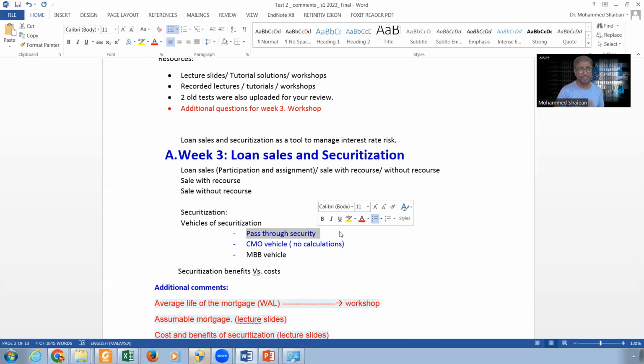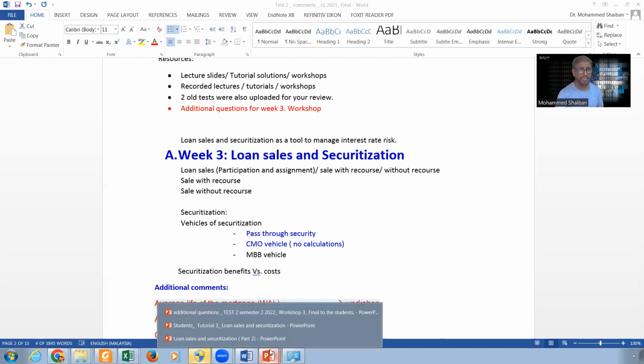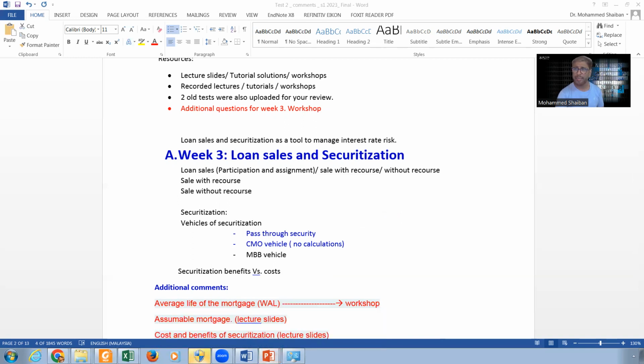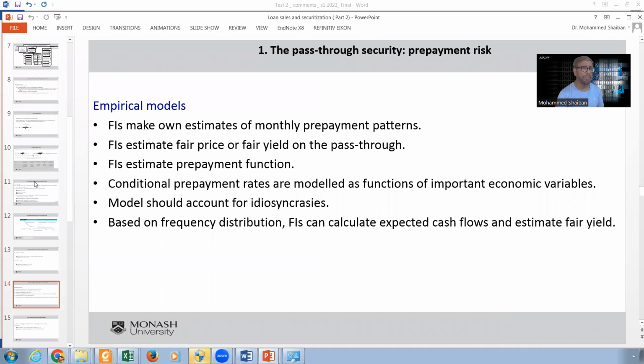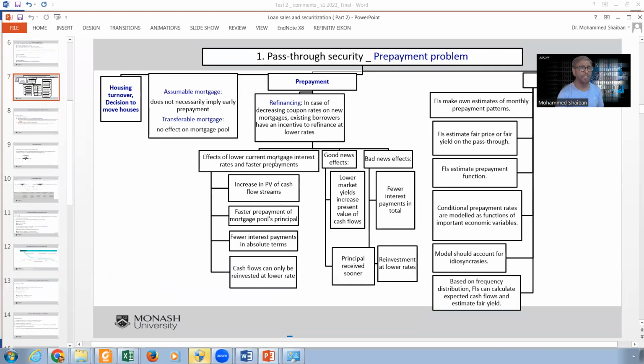Remember, for loan sales, we are looking for only one formula. We are looking for the present value, and in securitization, we are looking for the payments. Now, the pass-through is very straightforward, and you can see it here. This is actually the pass-through. This is the CMO, but this is the pass-through. And the pass-through is actually explaining everything in this slide, if you can look at it.